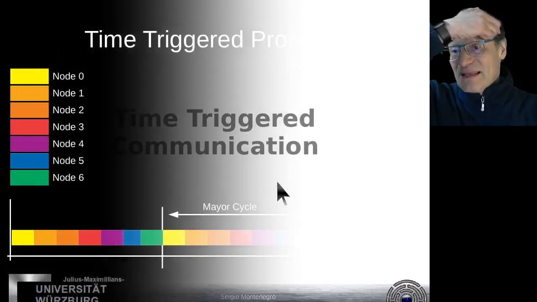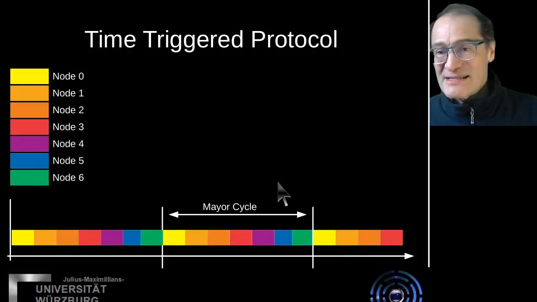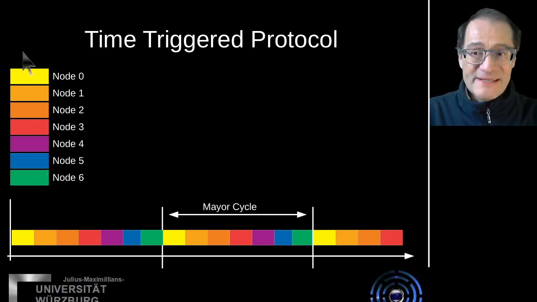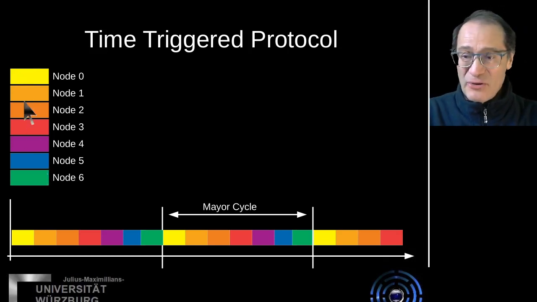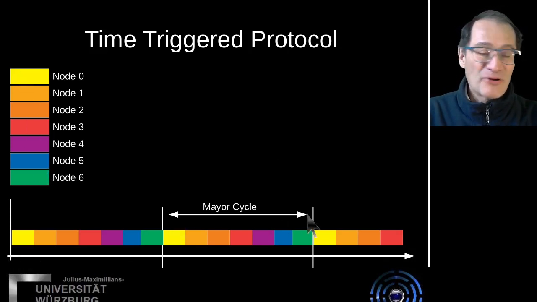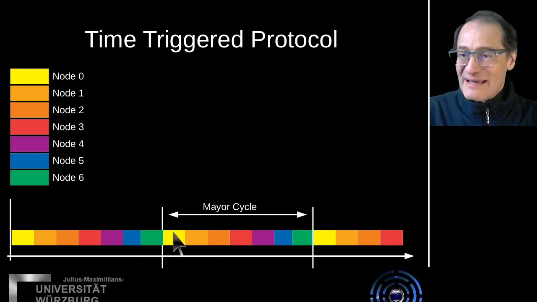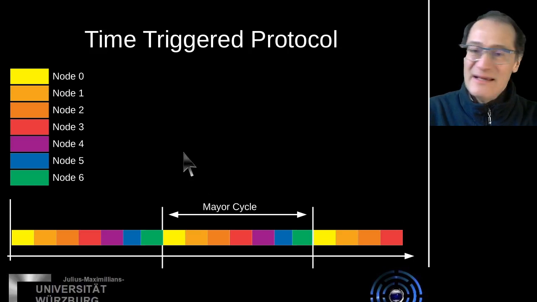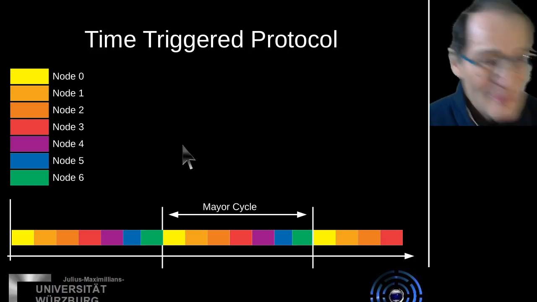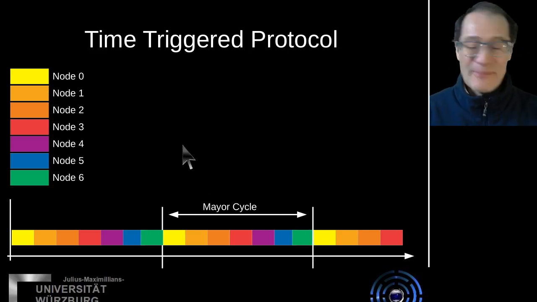Okay, the time trigger communication. Let's see some examples. We have different nodes here represented by different colors, and then we have the major cycle. In this major cycle, all nodes shall get at least one slot to send its data. So begin from node 1 to node 6 and then begin again. And this, all nodes are the same, all nodes have the same requirements of data to be transmitted.